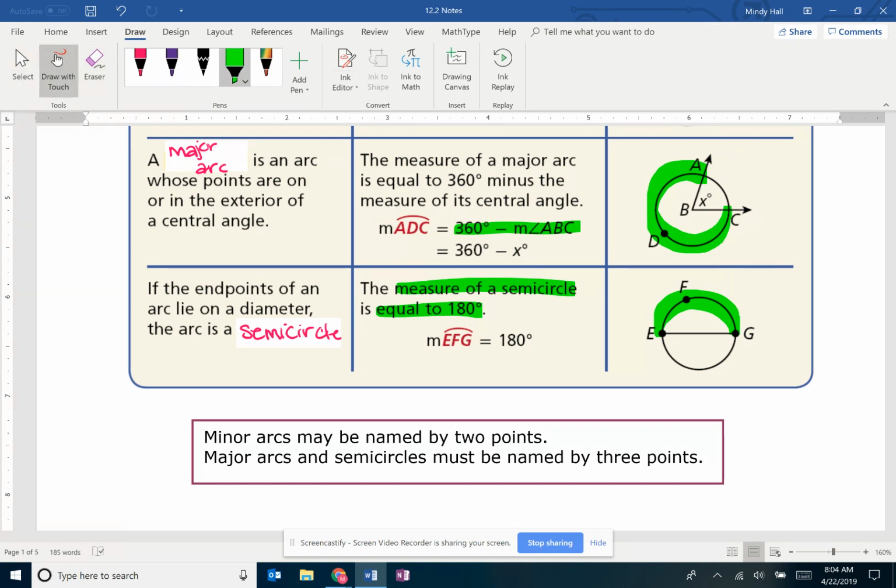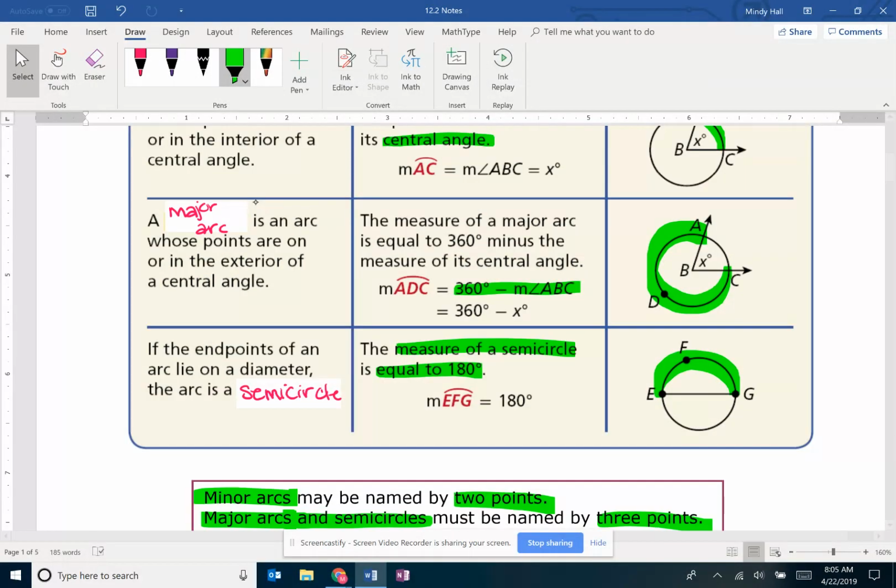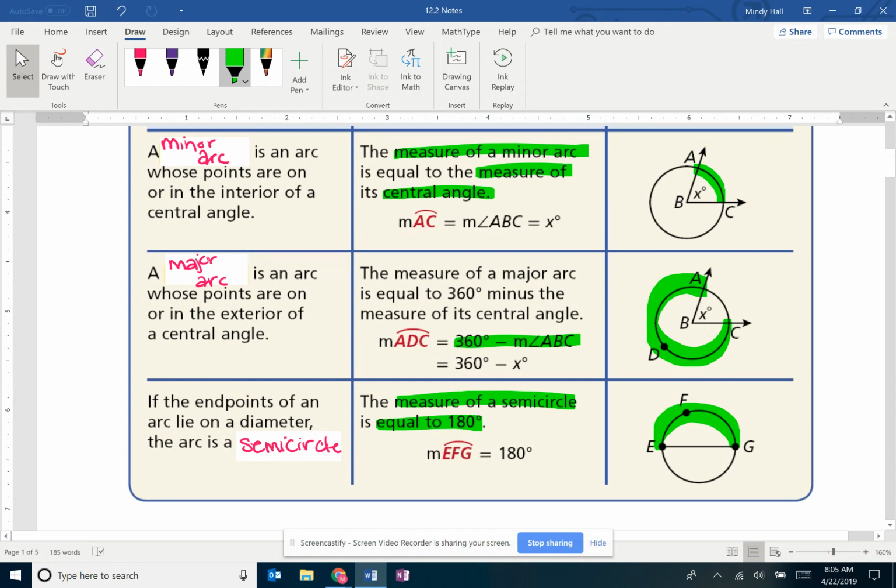Now, with naming arcs, minor arcs are named by 2 points. Major arcs and semicircles must be named by 3 points. So when I talk about the major arc up in this table, it would be EFG, because we have our endpoint going to a point that's outside and then another one. And then with the minor arc, I just need to say minor arc AC.